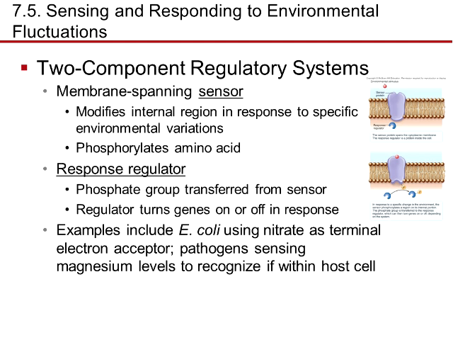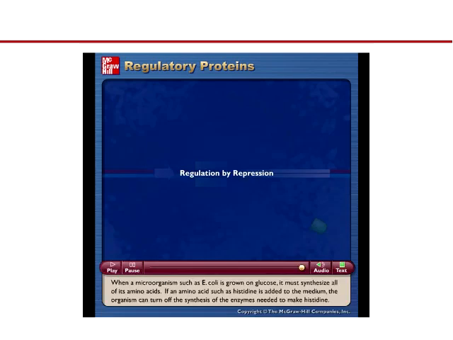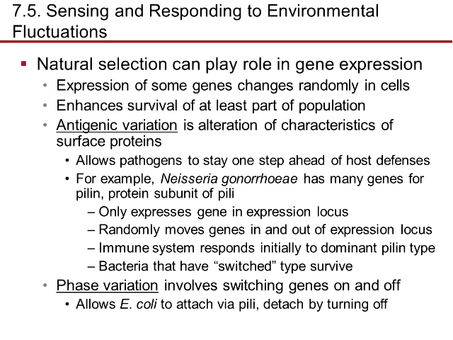Now, there are two-component regulatory systems that help the cell respond to environmental fluctuation. One is a membrane-spanning sensor with a modified internal region that responds to specific environmental variations, and it phosphorylates amino acids and passes messages along. Then there's a response regulator, and a phosphate group is transferred from the sensor, and the regulator turns the genes on or off in that response. Examples include E. coli using nitrite as a terminal electron acceptor, and a pathogen sensing magnesium levels to recognize that it is within a host cell, so they are able to use that as a mechanism. There's a good regulatory protein video you can see right here.